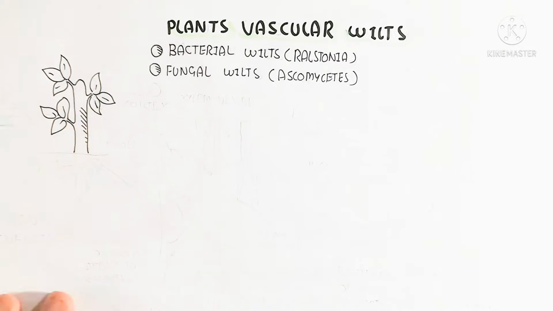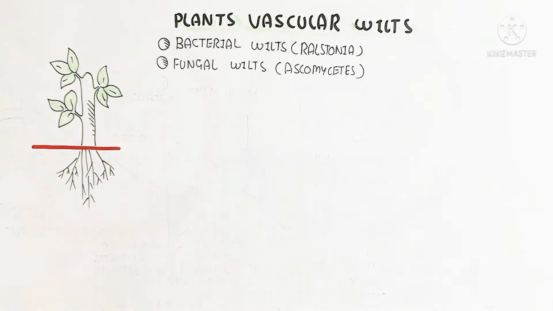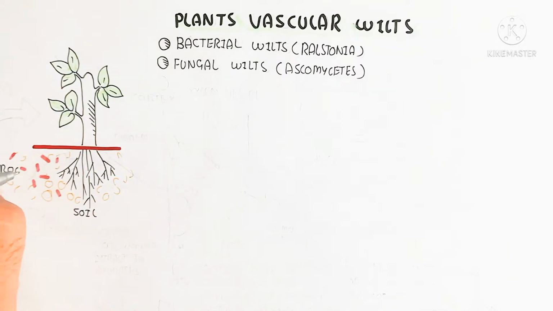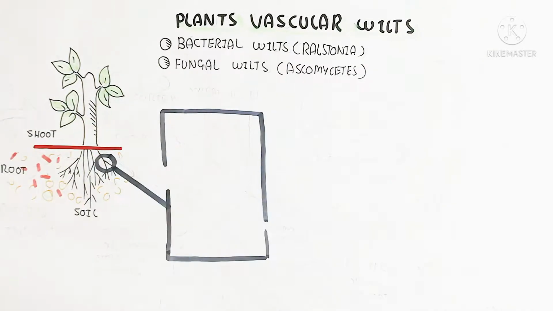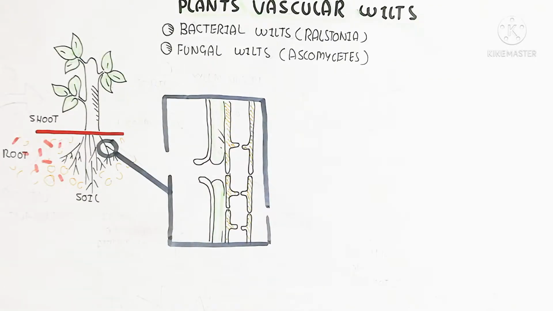So let's draw the structure of the plant, which contains a shoot system used for photosynthesis and a root system used for the absorption of water and minerals as well as nitrogen. This is the shoot system and this is the root system in the soil, which is also used for the support of the plant.